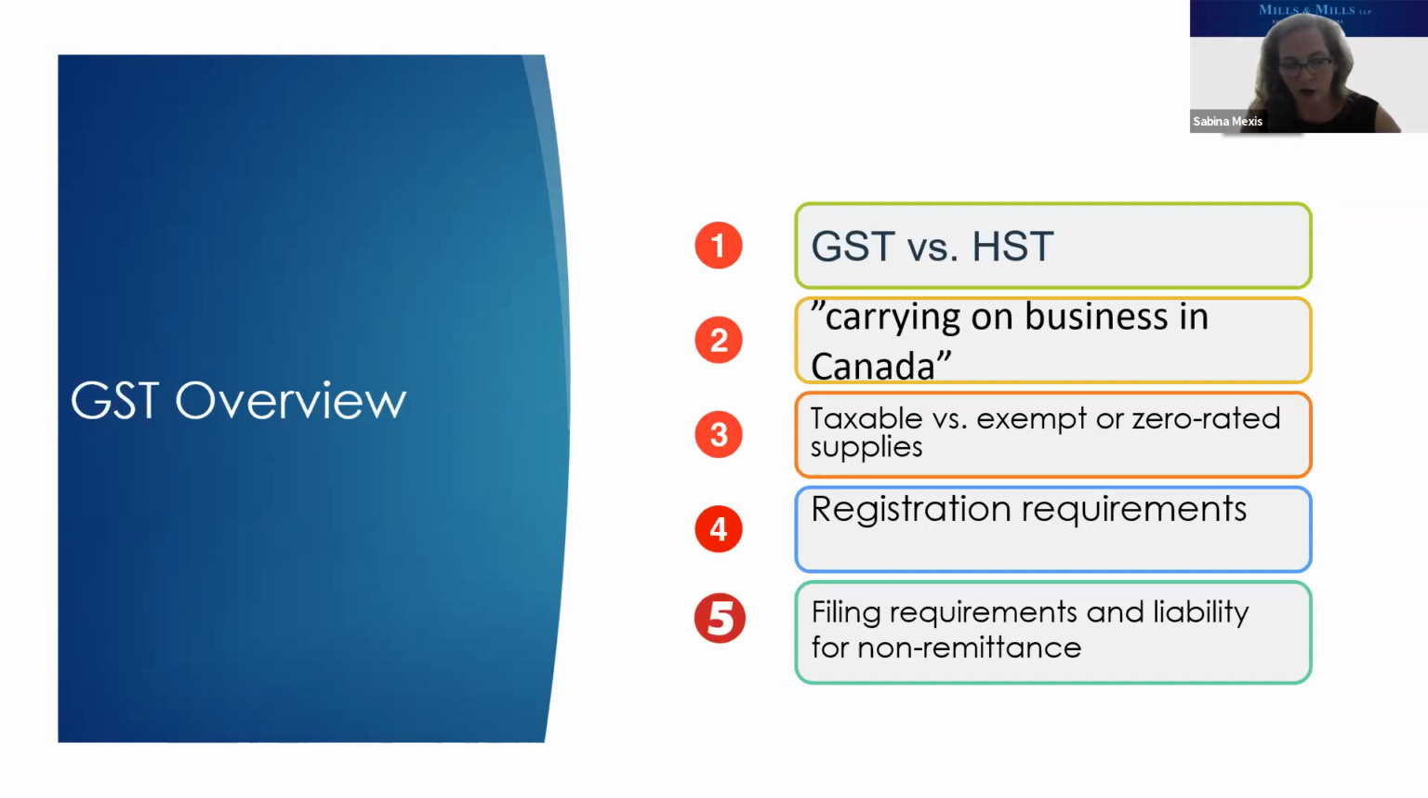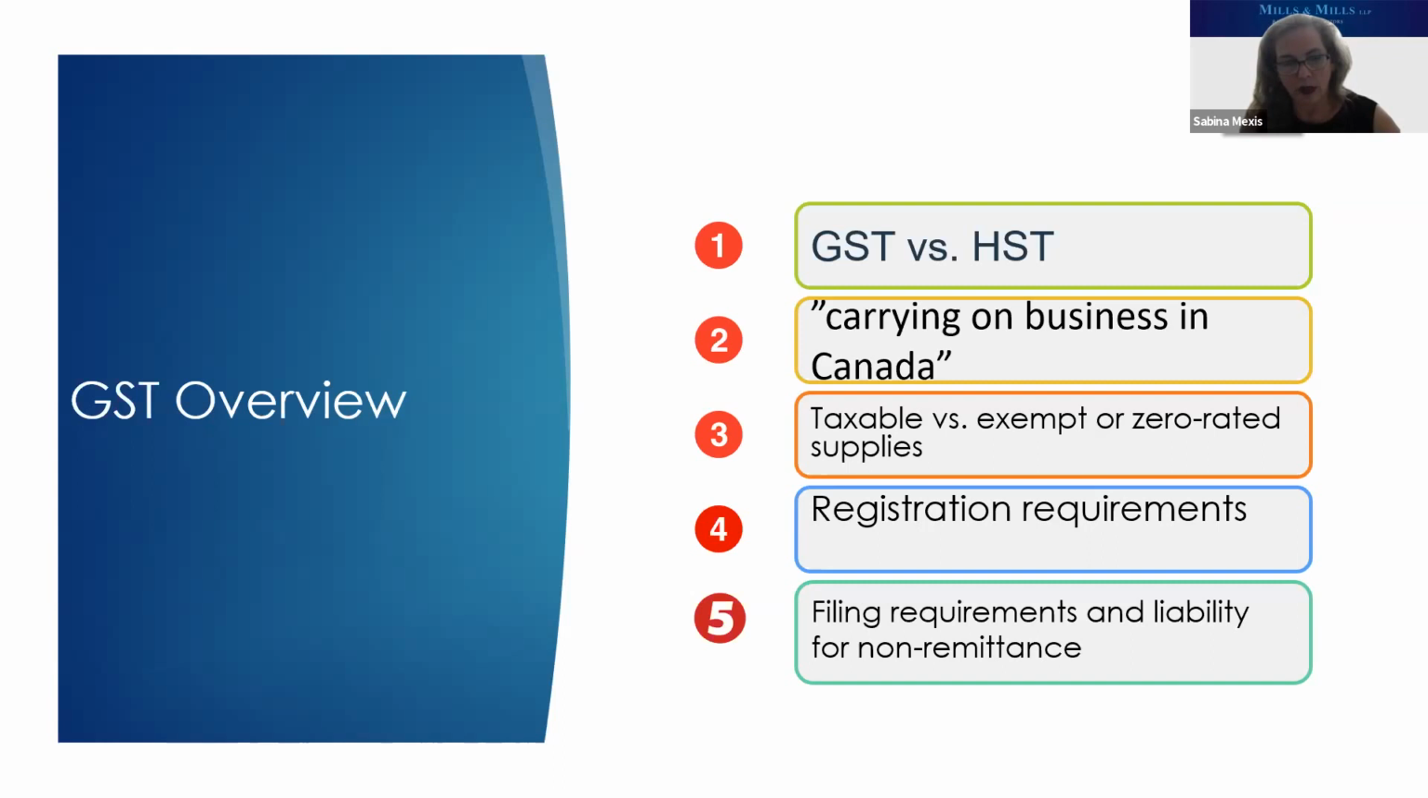You do not have to register if you are a non-resident who does not carry on business in Canada, or you are a non-resident who sells taxable real property in Canada other than in the usual course of business. You also don't have to register if you are a small supplier. A small supplier is someone who meets one of the following conditions. You are a sole proprietor, and the total amount of your revenue is $30,000 or less. You are a partnership or a corporation, and the total amount of your revenues is less than $30,000. Or you are a public service body like a charity or a not-for-profit, and the total amount of all your revenues is $50,000 or less.